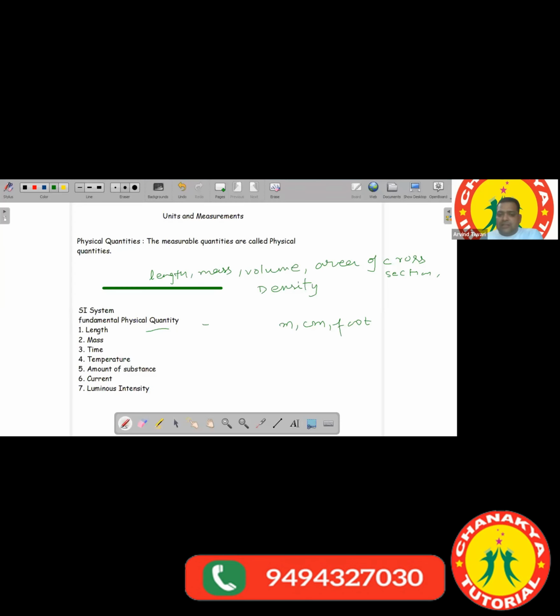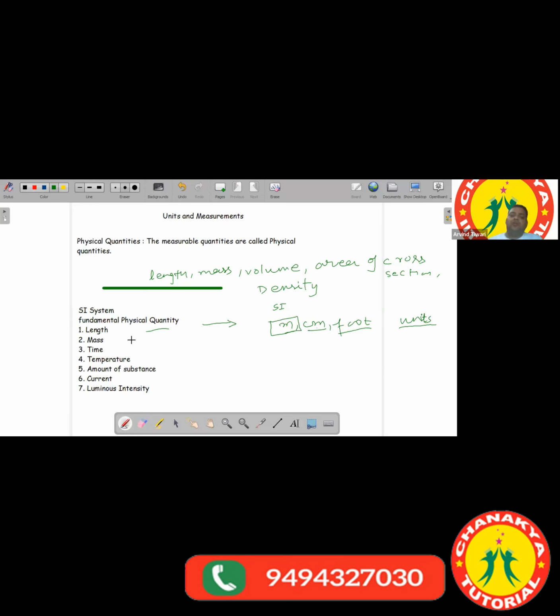So length can be measured in meter. It can be measured in centimeter. It can be measured in foot. So all these, meter, centimeter, foot, are units of measurement. Now, out of these units of measurement, the SI system gives us meter. The SI system defines meter to be the SI unit of length. So whenever we have to measure length, it will always be measured in meter.